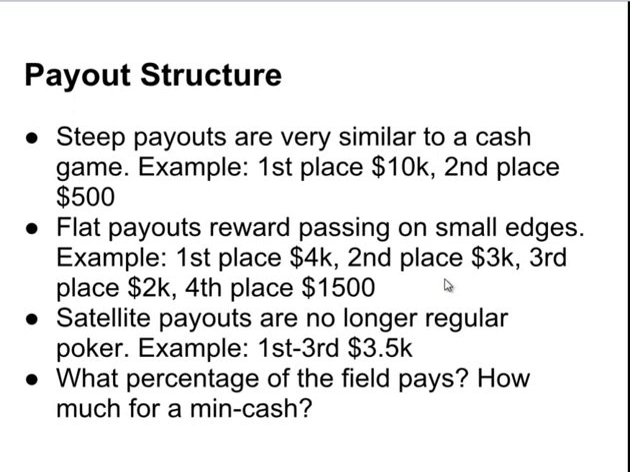And the third type of payout structure that I have here is satellite payout structure. Satellite payout structure is essentially, I mean, most people have played this, they know. Satellite payout structure is essentially not regular poker anymore. My example is a tournament where first to third all pay $3,500. Say maybe 3 seats to a $3,500 entry tournament are awarded in this event, and no other places are paid any money at all.